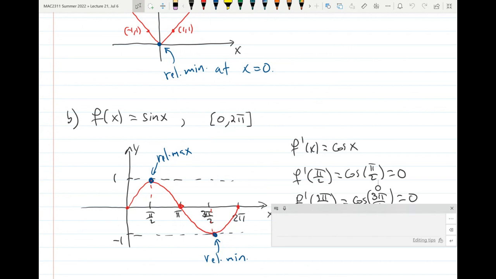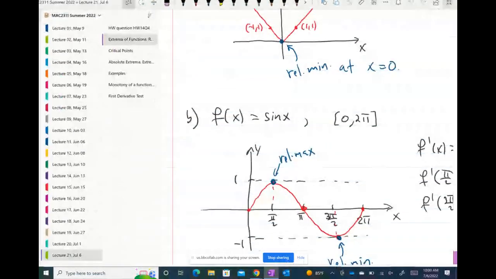Okay? So given a function, the critical points or critical numbers of a function are the points at which the derivative is either 0 or undefined. So when you want to locate relative extrema, your first task is to find the critical points of the function. Okay? Because those are your candidates. So let me write that down.